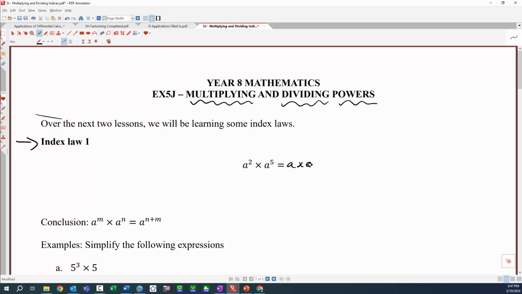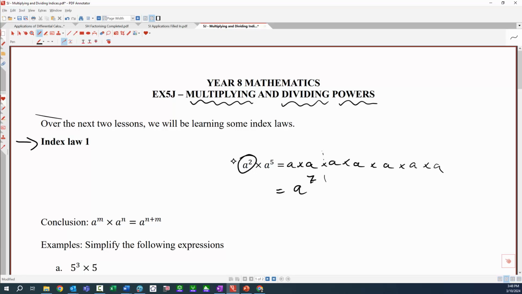That's just a times a, that's this one here, multiplied by another 5 lots of a. So 1, 2, 3, 4, 5. So that would be a times a times a times a times a times a times a. We know that's going to be once, twice, 3, 4, 5, 6, 7. That's going to be a to the 7.